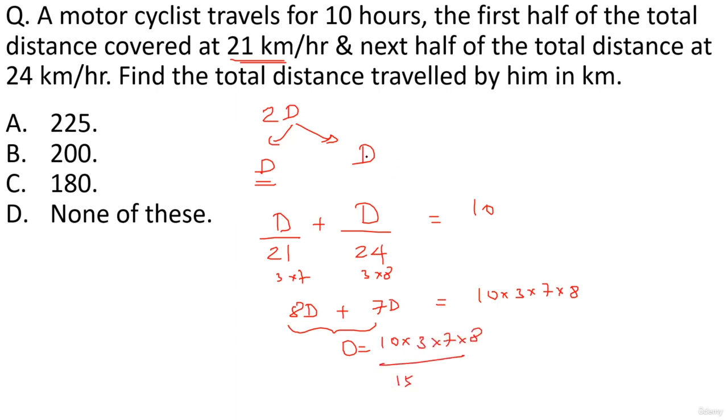But the question asks for the total distance. Total distance is not d, it's 2d, right? So you multiply this entire thing with 2. Now just solve it. 3 5s are, 3 2s are, 3 3 cancel. 2 7s are 14. 14 into 8 is 112, into 2 is 224. This is the actual answer. 224 kilometers is your total distance traveled.